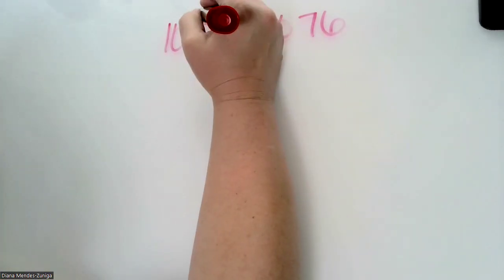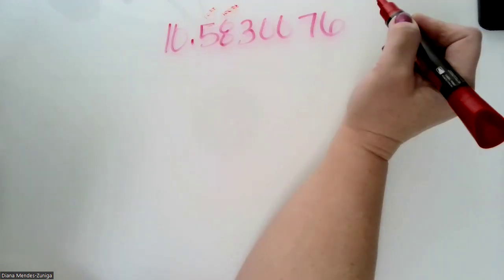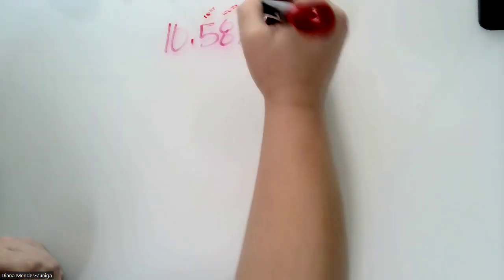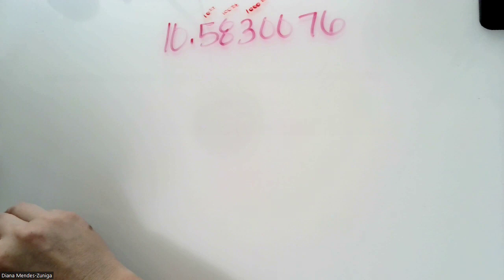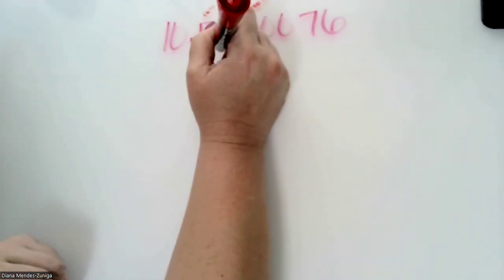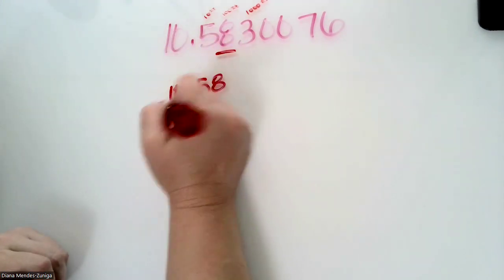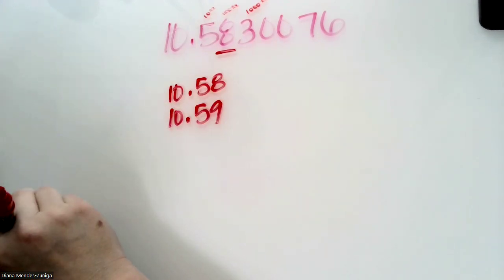So this is tenths. This is hundredths. Okay, can't really see that very well, but this is tenths and hundredths. Then we go to the thousandths. Okay, and we want to round this to the nearest hundredth. So our target number is here. Our target number is the 8. So this answer is either going to be 10.58 or it's going to be 10.59. Those are the only two options here.